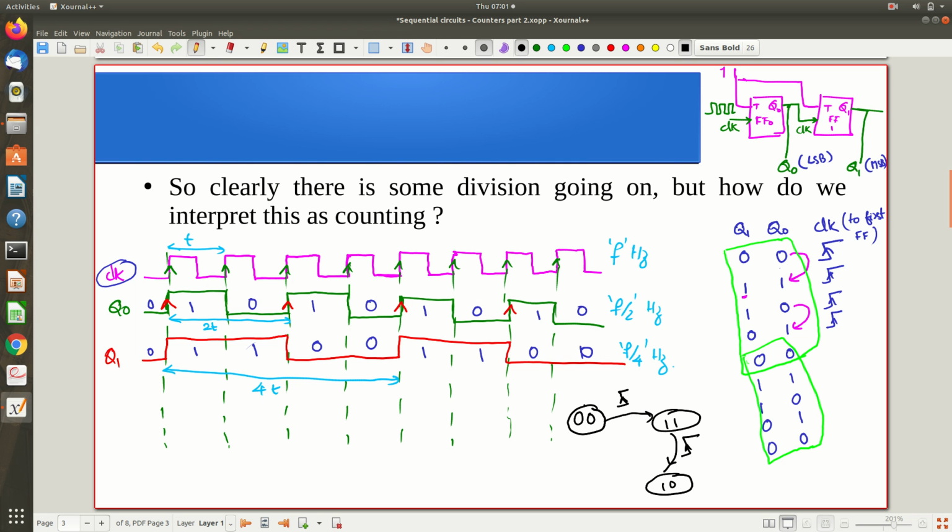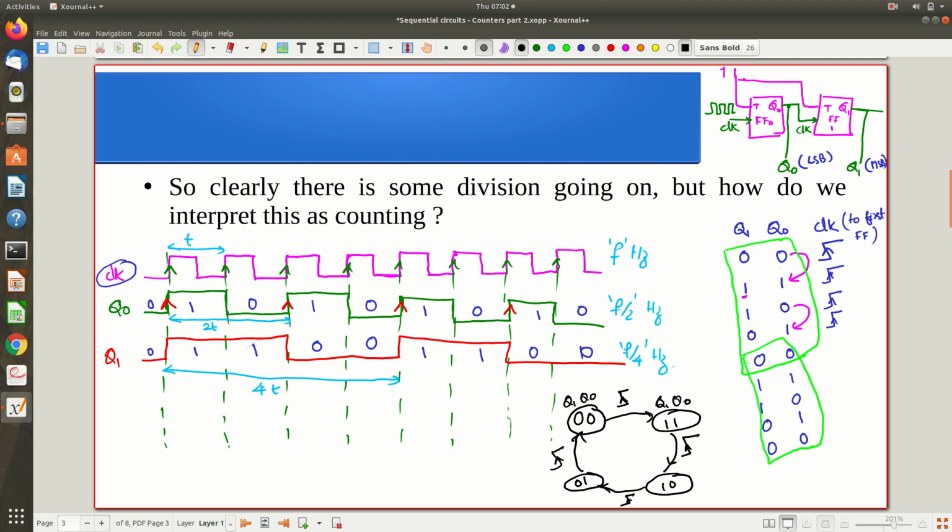So here what I mean is, this is my Q1, this is my Q0, again this is my Q1, this is my Q0, like that I am taking. So just like this, then 1 0, then again during the next clock cycle it's going to 0 1. Now again during the next clock cycle it's changing back to 0 0.